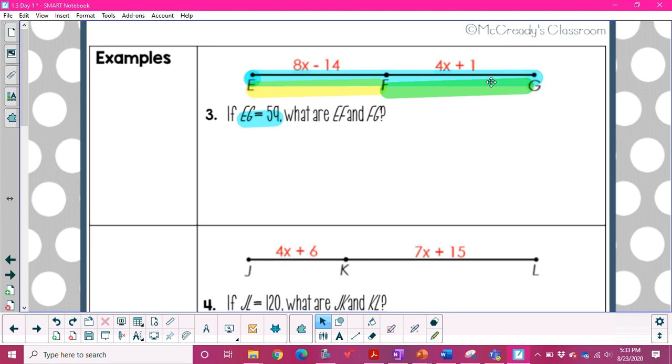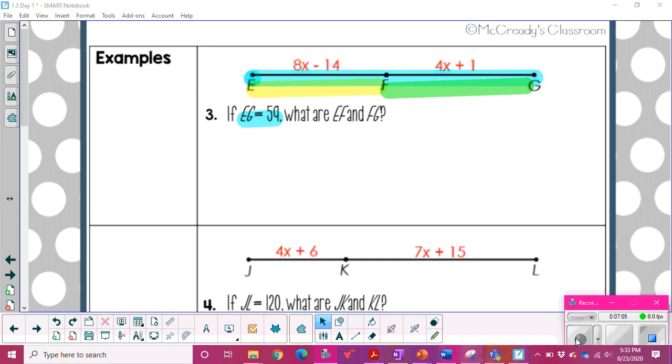Okay, so here's what we're going to do. We're going to make an equation. All we have to do is set up, let me get my pen working right here though, hold on one second. Okay, so we know that the sum of the parts is equal to the whole. So we know that EF plus FG, that's a G, I promise, equals EG. Okay, so let's fill in. We know that EF is 8x minus 14. We know that FG is 4x plus 1. And we know that EG is 59. Okay, so now we have an equation.